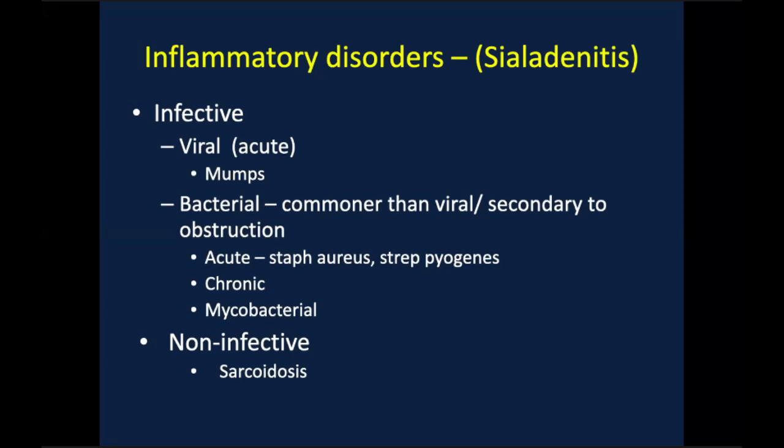And they usually occur when there is some kind of obstruction, just like what we saw before, a stone, a stricture, or an obstructed papilla. So that is called bacterial sialadenitis. If you have a viral problem, you call it viral sialadenitis. Okay. So for bacterial causes, the secondary bacterial infection is usually something like Staphylococcus aureus.